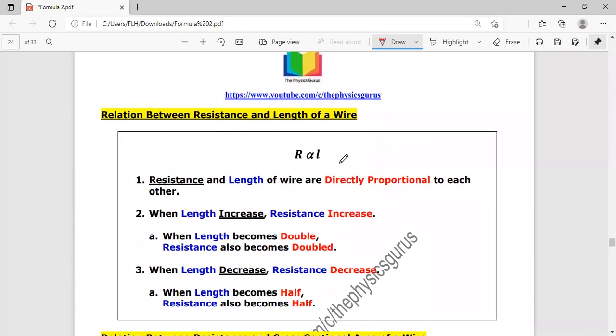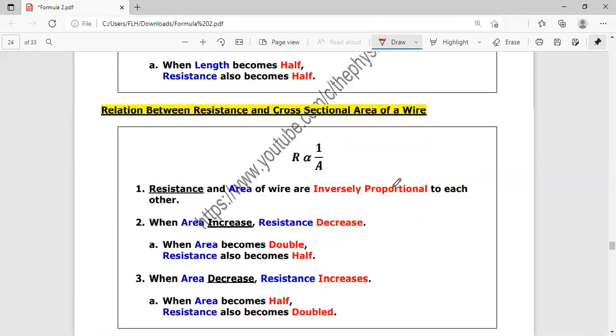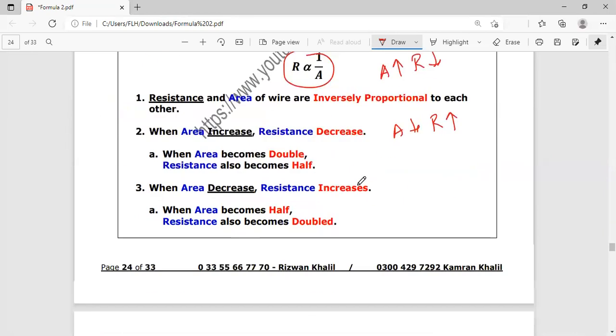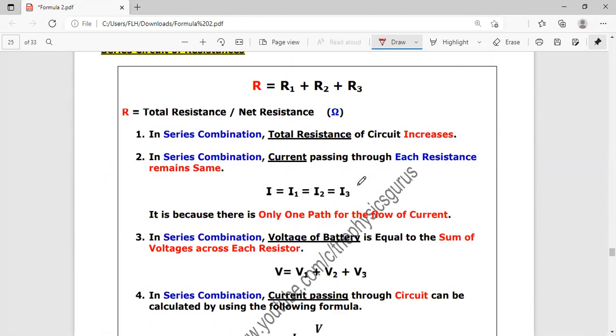Then relation between resistance and length of a wire. What is the relation between that? Length of the wire and resistance are directly proportional. So when length increases, resistance also increases. When length decreases, resistance also decreases. Then relation between resistance and cross-sectional area of the wire, there is an inverse relation between them. When cross-sectional area increases, resistance of the conductor or the wire decreases, and when area decreases, resistance of the conductor or the wire increases.